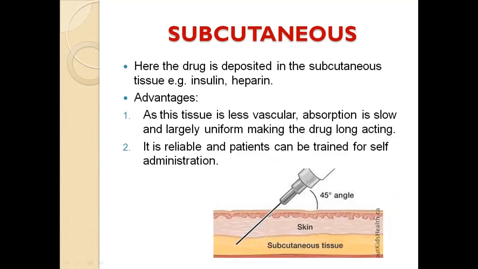Subcutaneous. Here the drug is deposited in the subcutaneous tissue. The examples are insulin and heparin. Here, the angle of the drug administration is a 45-degree angle. What are the advantages? As this tissue is less vascular, absorption is slow and largely uniform, making the drug long acting. So, when you are giving an insulin injection, why are you giving it through the subcutaneous route? Because the absorption is slow and the drug will act for a longer amount of time.